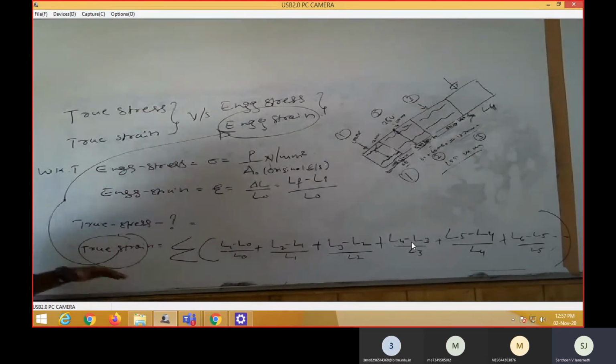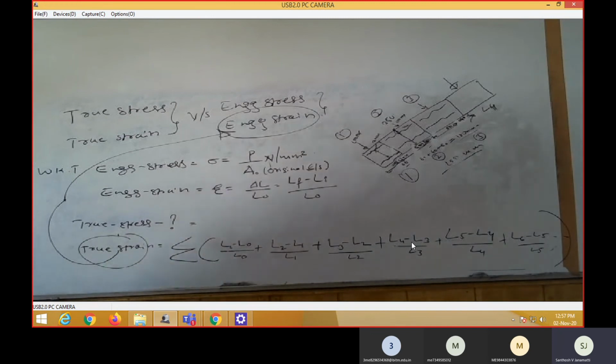That will be very helpful to calculate the true strain of the particular sample or particular element. That is what we get through the relationship between true strain and engineering strain. Hope you understand this concept of true stress and true strain.